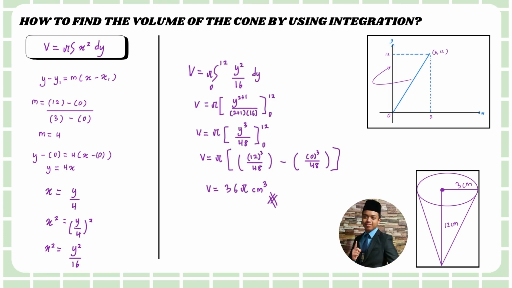You are absolutely right, Zal. Now we can use the volume integration formula. Substitute the value that you got to become pi integrate from 0 to 12 of y squared over 16 dy. Integrate to become y cubed over 48. And then substitute y with 12 minus 0. Finally, we get the volume, which is 36 pi cm cubed.